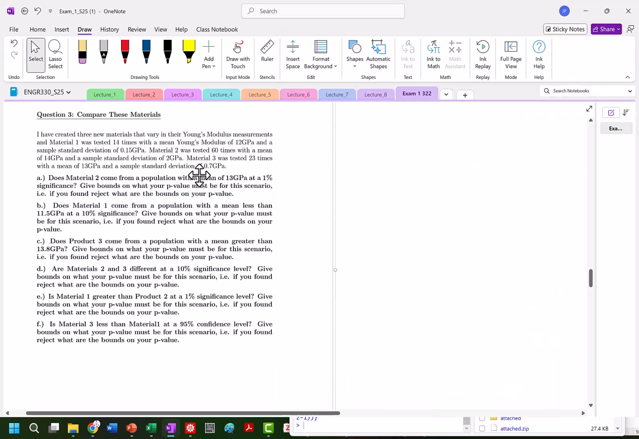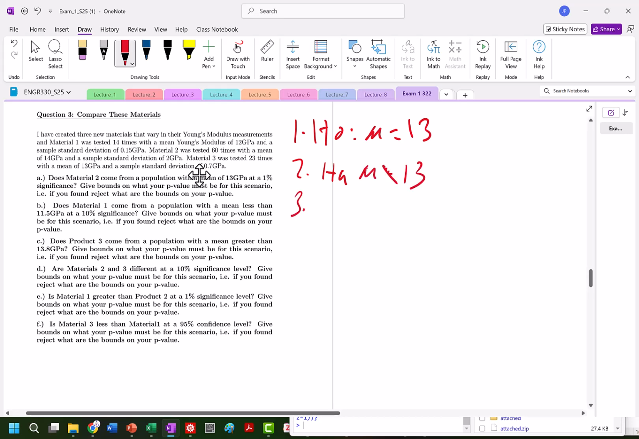The first question is asking us, does material 2 come from a population with a mean of 13? So I'm going to do this first. Our H naught is mu equal to 13. Our alternative is that it's not 13. Our confidence level is 99%, or our alpha is equal to 0.01.